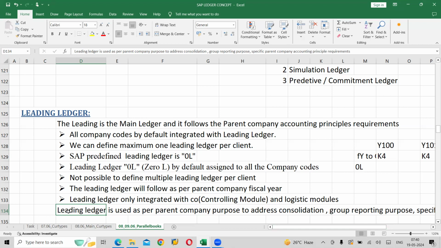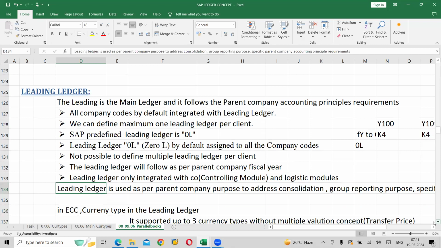The leading ledger is used for the parent company's purpose, meaning we address the parent reporting company's consolidation group reporting purpose. The 0L ledger is for group reporting purposes. Any questions here? If you want to write, you can, or else I'll go ahead. Done, Naveen? Okay, is it done?